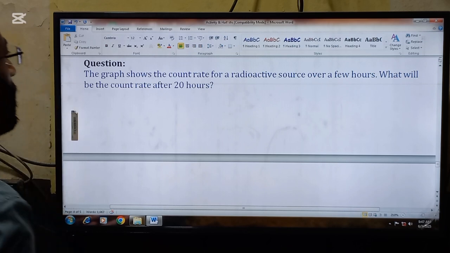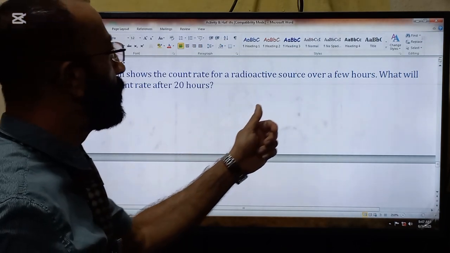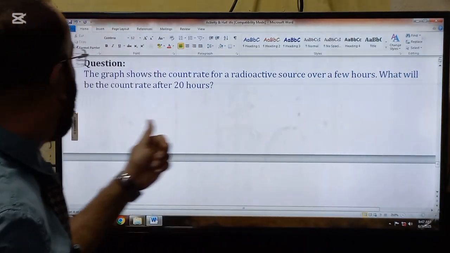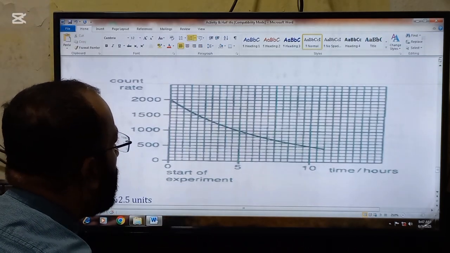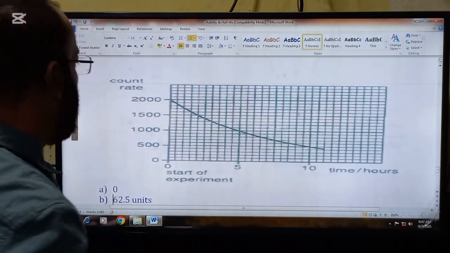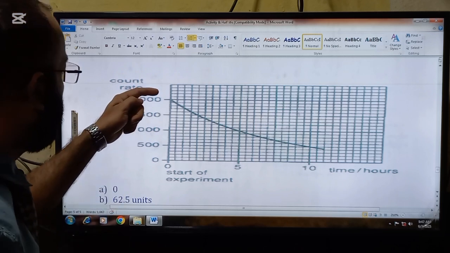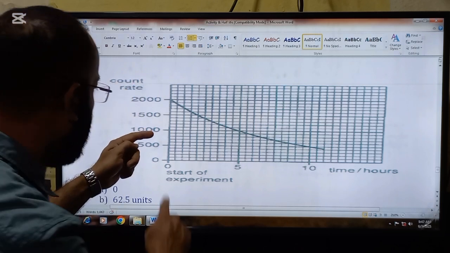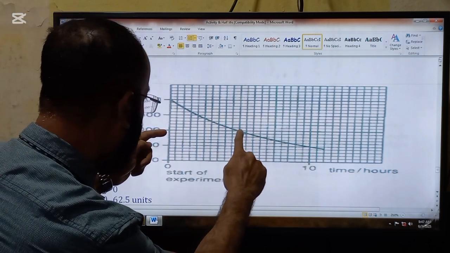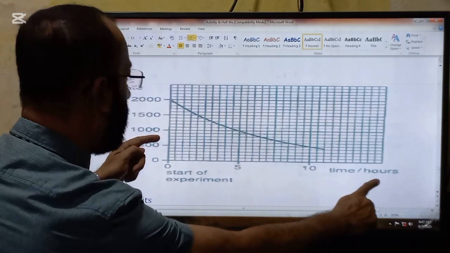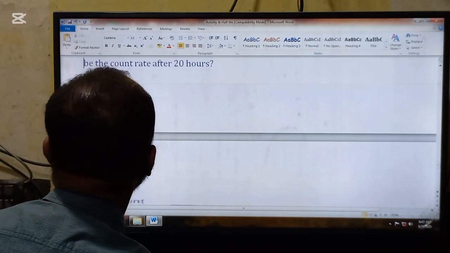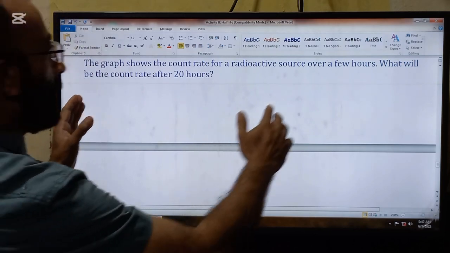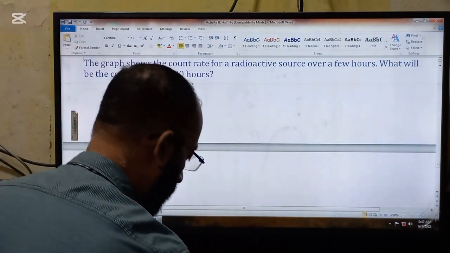And another question is here. The graph shows the count rate for a radioactive source over a few hours. What will be the count rate after 20 hours? So 20 hours is the requirement. So look now, from 2000 to 1000, the time required is 5 hours. So 5 hours, and the requirement was what will be the count rate after 20 hours.